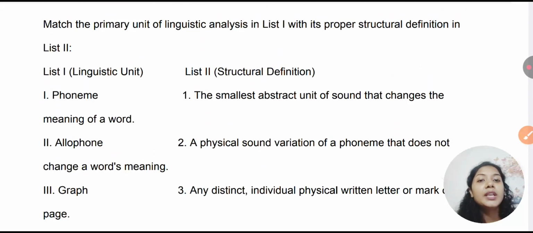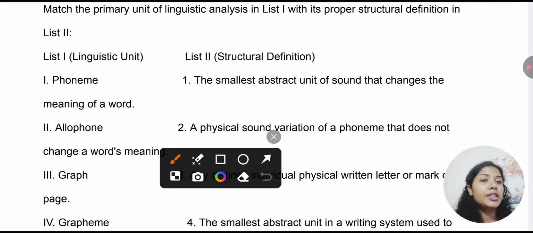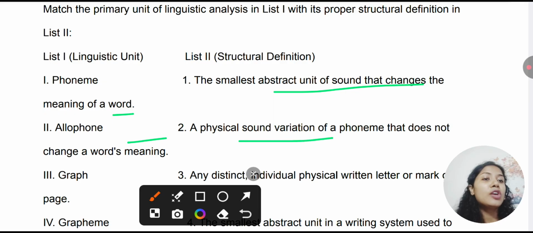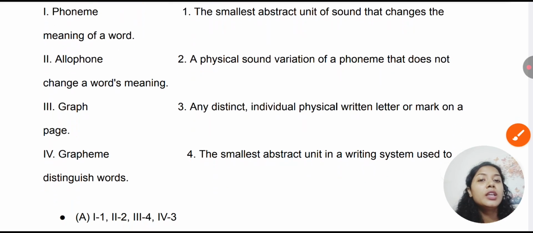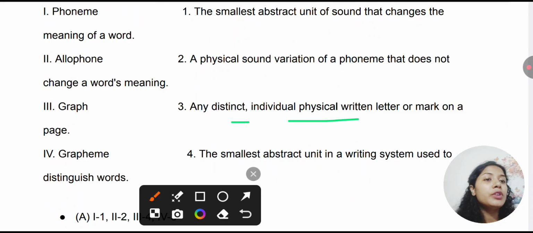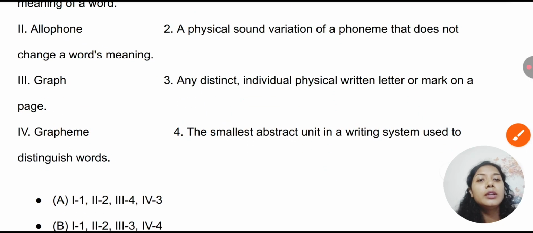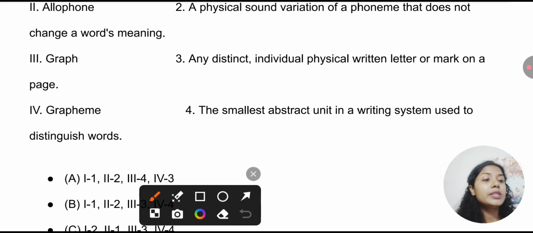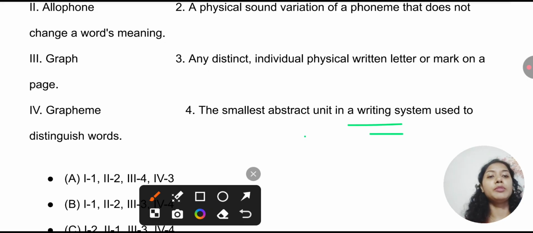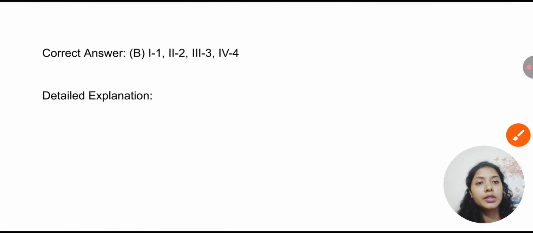Okay. So phoneme is the smallest abstract unit of sound that changes the meaning of a word. Okay. Allophone is a physical sound variation of a phoneme that does not change a word's meaning. Graph is any distinct individual physical written letter or mark on a page. Graph means writing. Always remember, and you can use it in your trick. Grapheme is the smallest abstract unit in a writing system used to distinguish words.